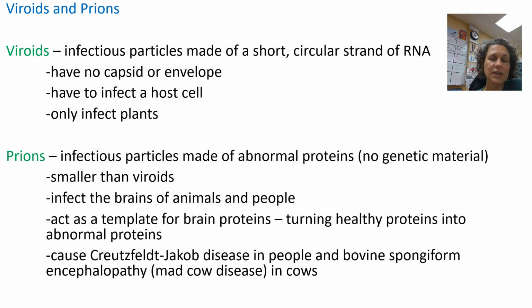And what they do is they get into a cell and they act as a template, a way to make a copy, I guess you would say, for brain proteins, but they're not the right brain proteins. So they get into the brain and they make the wrong proteins, and they can cause different diseases in people: Creutzfeldt-Jakob disease, and bovine spongiform encephalopathy, that's mad cow disease, and it causes basically your systems to shut down. And so again, prions are not super common, nor are they, I believe, that well studied, but they are considered like in the virus family.